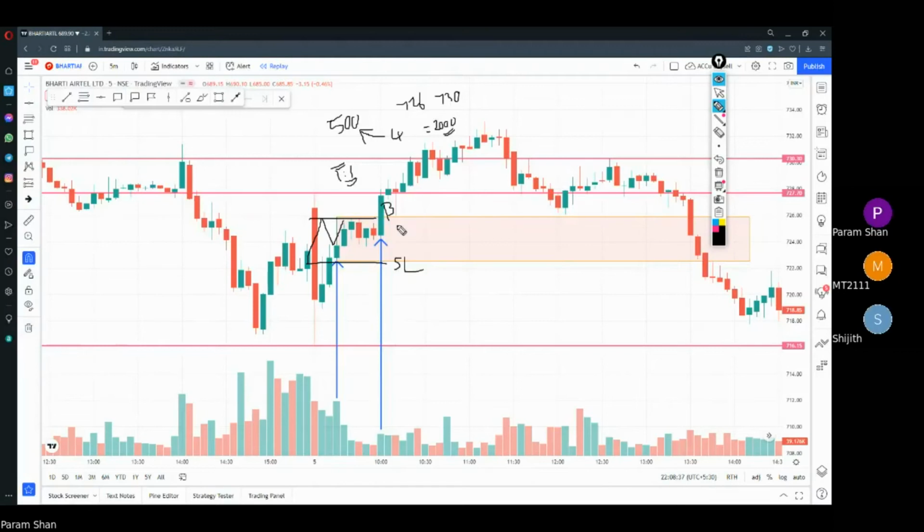Why am I saying 1:1 ratio? See, this price is 726 and this is almost 722. So it means that you should be ready to take either a profit of 2000 or a loss of 2000. But if you are not identifying this zone, it means that you are letting the loss run for more than 2000, isn't it? Correct.